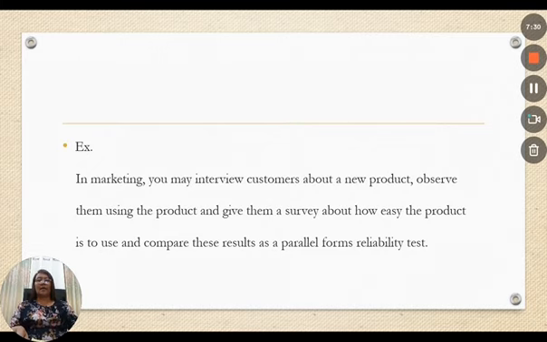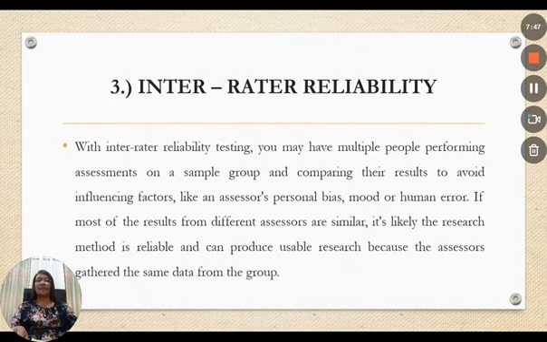Example: in marketing, you may interview customers about a new product, observe them using the product, and give them a survey about how easy the product is to use, and compare these results as a parallel forms of reliability test. Then we have the inter-rater reliability.